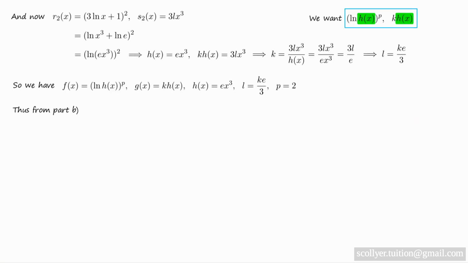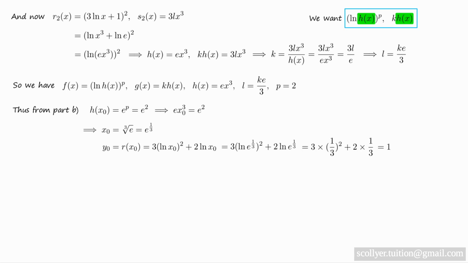And that tells us that h of x sub 0 equals e to the p, which here equals e squared, giving e times x sub 0 cubed equals e squared by substituting for the formula for h of x. And that tells us that x sub 0 equals the cube root of e, or e to the power 1/3. And we can find the y-coordinate corresponding to x sub 0. y sub 0 equals r of x sub 0, which equals 3 times the log of x sub 0, all squared plus 2 log of x sub 0, which becomes 1.